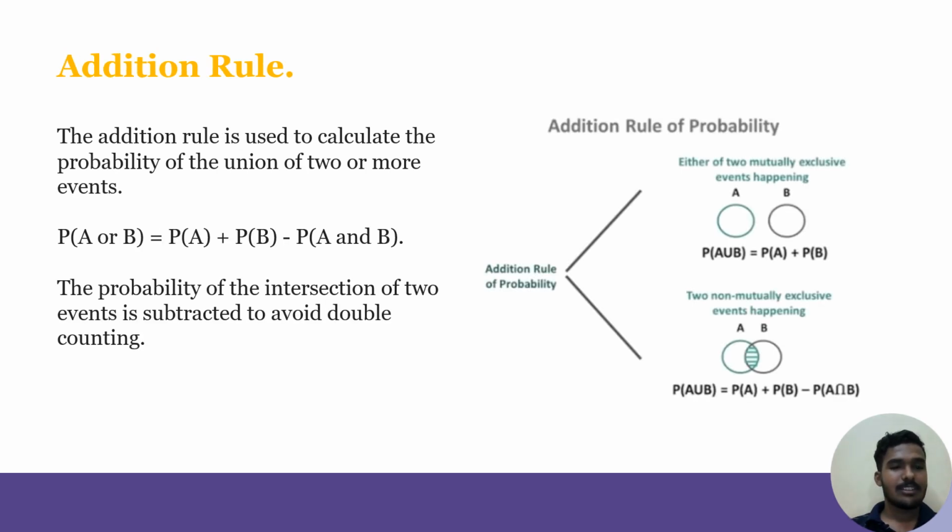Addition rule. The addition rule is used to calculate the probability of the union of two or more events. It is P(A or B) equals P(A) plus P(B) minus P(A and B). The probability of the intersection of two events is subtracted to avoid double counting.